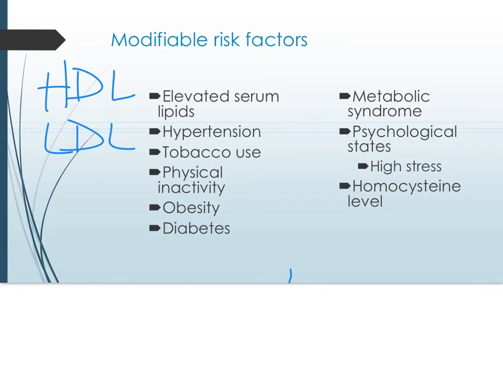High or elevated homocysteine levels have been shown to increase the risk of CAD, so we want to make sure that we keep our homocysteine level lowered. We can do this by increasing vitamin B6, B12, and folic acid in our diet, and this helps to keep the homocysteine levels lower.